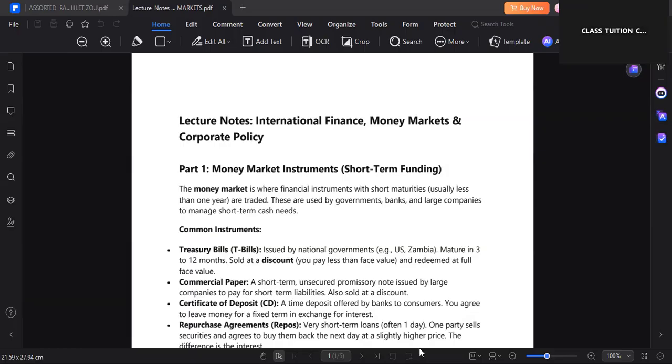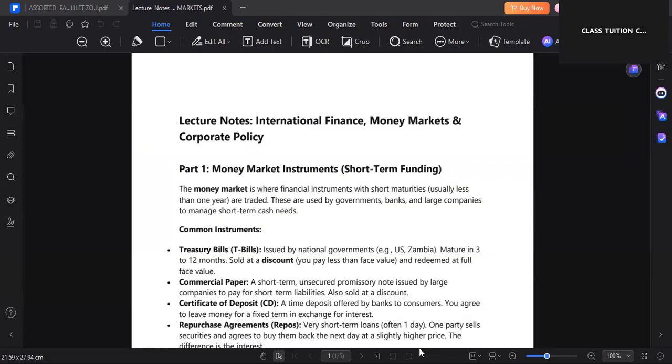So government and large corporations often have short-term cash problems. For instance, government may need to pay salaries next week, but the main tax revenue comes in 2 months. So what does government do? They'll need to find a way to borrow money quickly. So this is exactly what the money market involves. So let me walk you through the most common money market instruments.